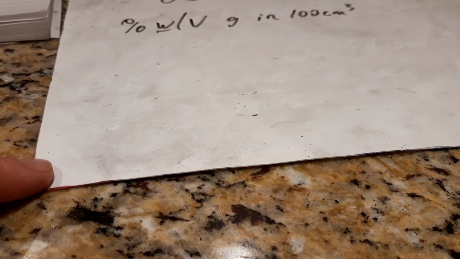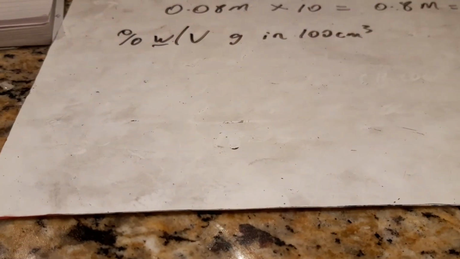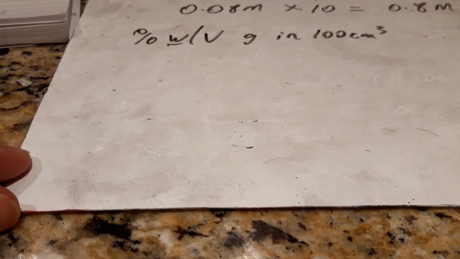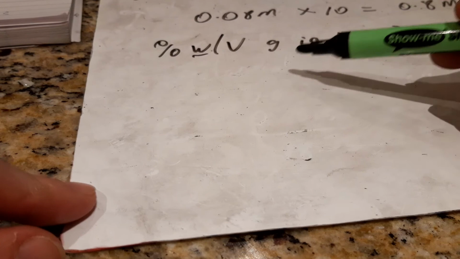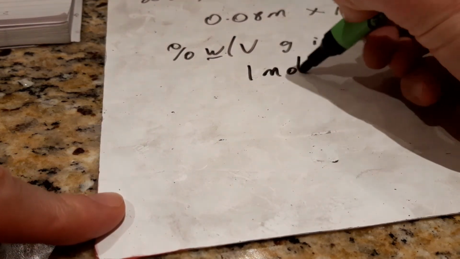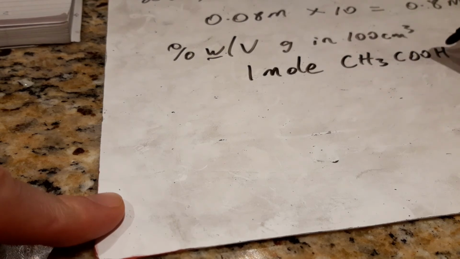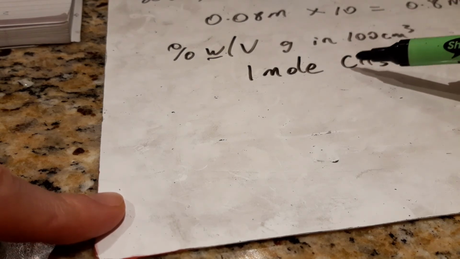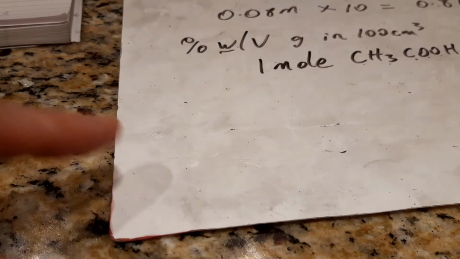So what we're trying to do is work out how many grams of original vinegar. We found that it's 0.8 moles per litre, and we're now expressing that in grams per 100 centimeters cubed. Okay, so how are we going to do that? Well, obviously we need to change from moles to grams of ethanoic acid. So we go to our periodic table and we work out what 1 mole of ethanoic acid is. So we add up the atomic masses of carbon times 2, oxygen times 2, and hydrogen times 4, and that gives us 60 grams. So 1 mole of ethanoic acid is 60 grams.